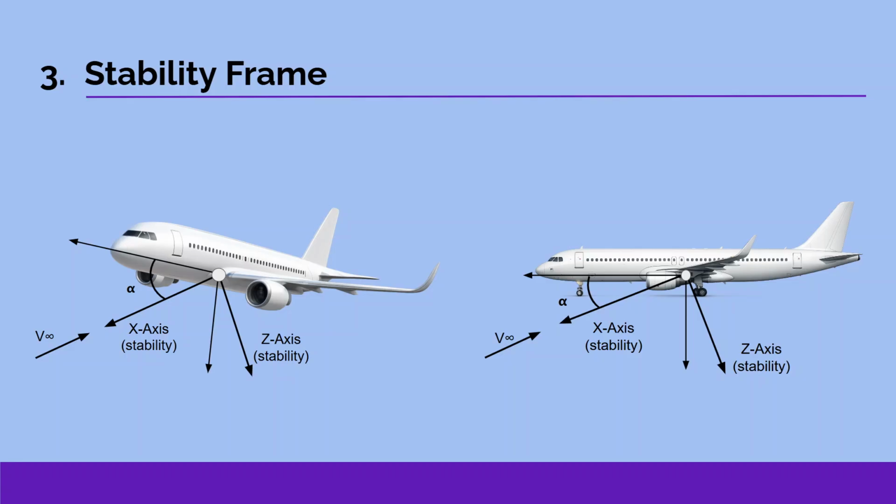If beta were to be present, you would have to project the velocity vector onto the plane of symmetry of the aircraft. As you can see, the x-axis points into the projection of the velocity vector onto the plane of symmetry of the aircraft, and that essentially means it is concerned with where the relative wind is coming from.